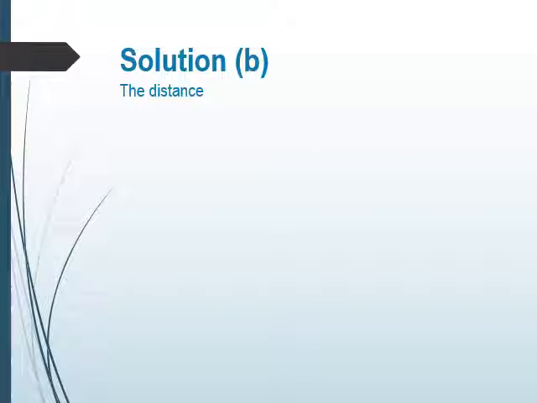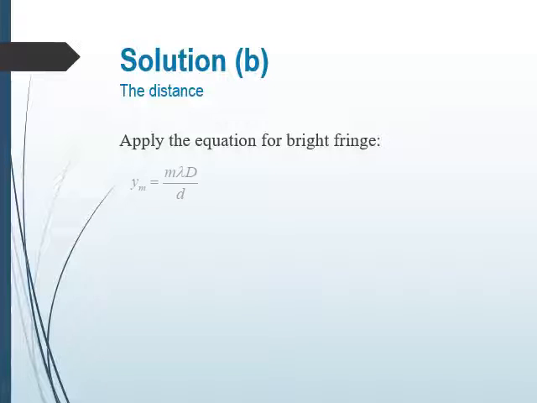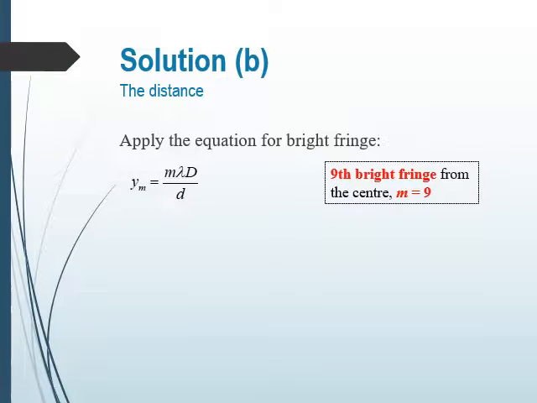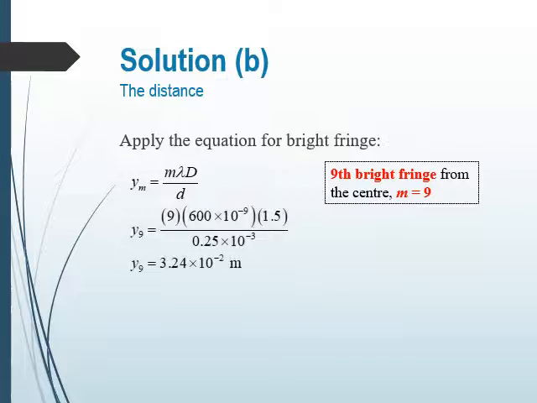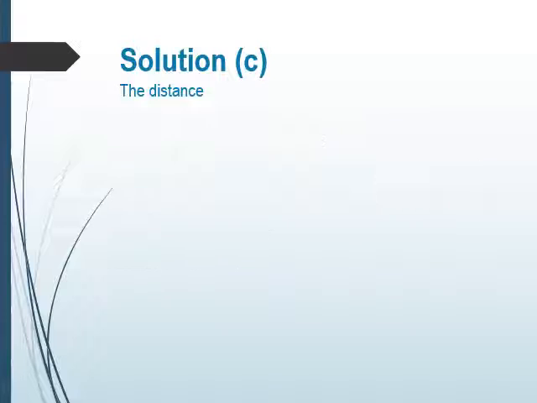Question B asks you to determine the distance of the 9th bright fringe from the central maxima. So let's apply the equation for bright fringes. y equals m lambda D over d. The 9th bright fringe is equal to the 9th order bright fringe. Therefore, we have m equals 9. Substitute the values into the equation. Now you have y equals 3.24 times 10 to the power of negative 2 meters.